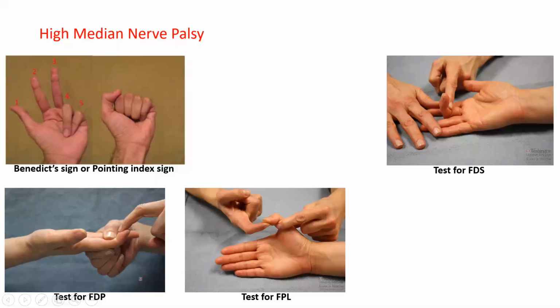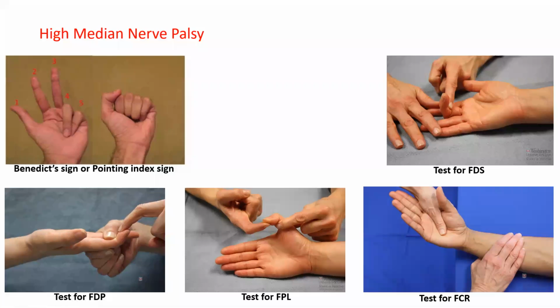And this is how to check the FPL. Again, you stabilize the proximal phalanx and check the IP joint movement, right? You stabilize the proximal phalanx and check movement of the distal phalanx of the thumb. And how to check for FCR? FCR is nothing but the wrist should go for palmar flexion and a radial deviation. So you give resistance here. If you do the same action with an ulnar deviation, then you are checking FCU, flexor carpi ulnaris. Whereas if you do the same palmar flexion with a radial deviation, then you are checking FCR.